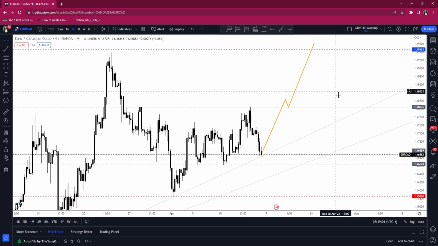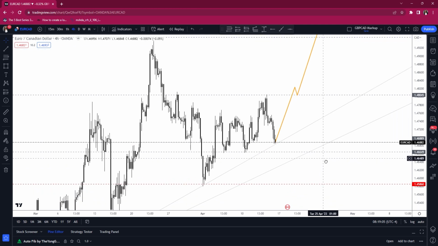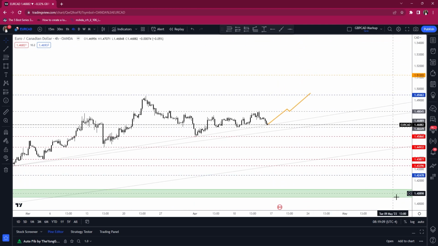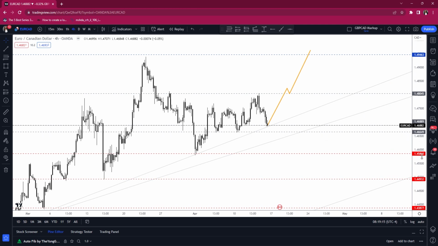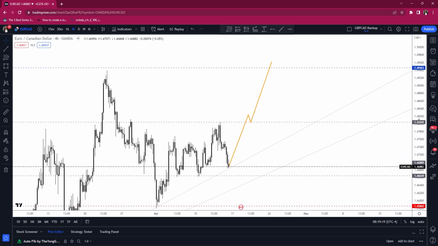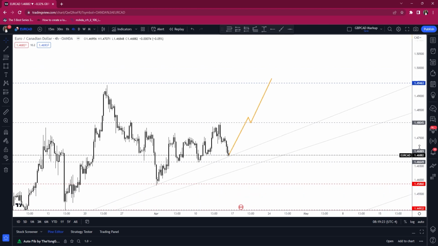That's a possibility. The other possibility is that we break through the trend lines and we start making the move to the downside to this target of 140, and then look for the move back to the upside. So I think that market open in the next couple hours is going to be crucial in determining what's going to happen here next.